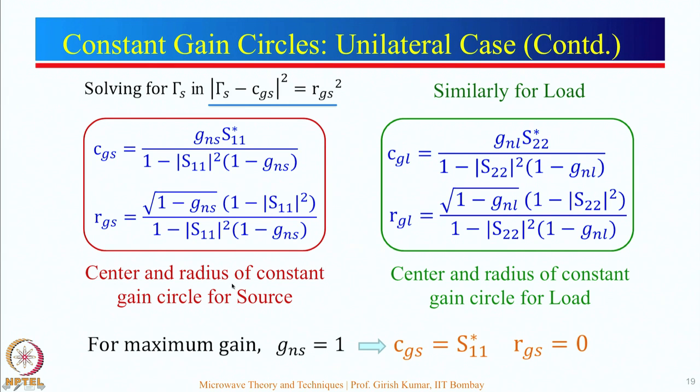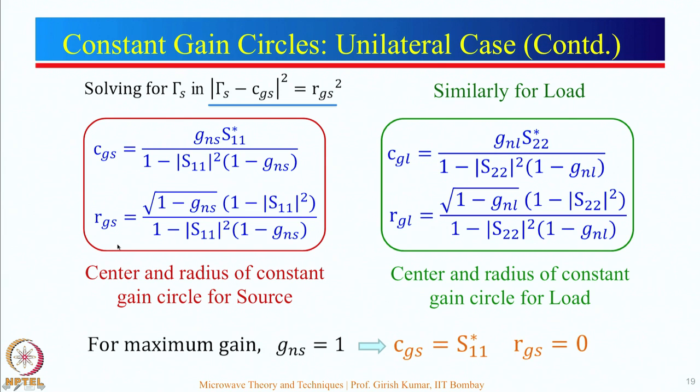Let us just look at the special case. For maximum gain, GNS is equal to 1, that means the normalized value is equal to 1, and if we put GNS equal to 1 here, let us see what we get. CGS will be equal to 1 over here, and this term is 1 minus 1, so that will become 0. So, this term becomes 0, and CGS becomes equal to S11 conjugate.